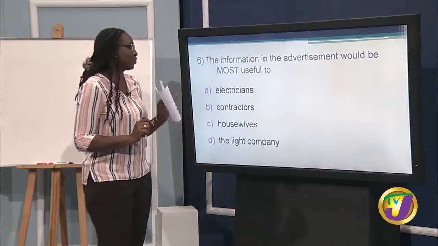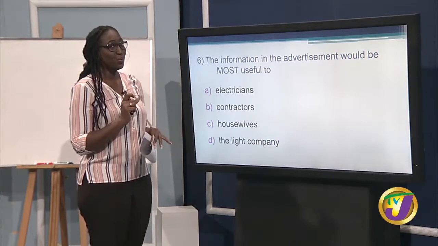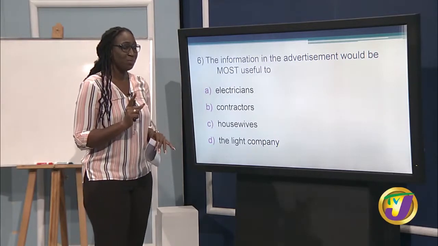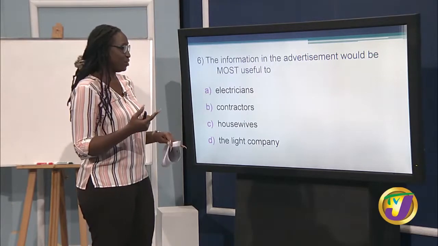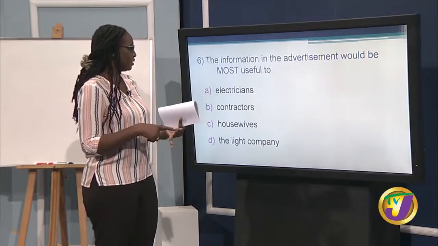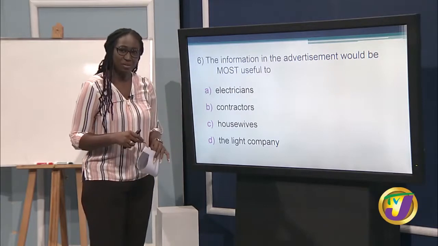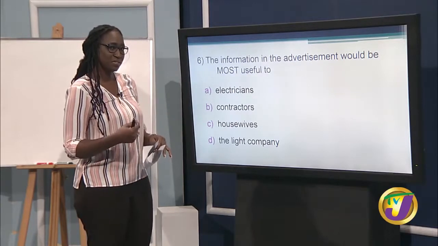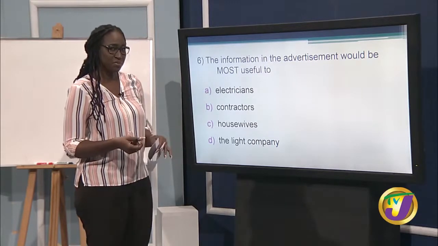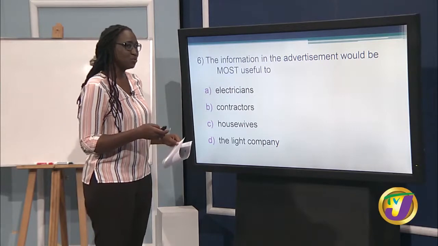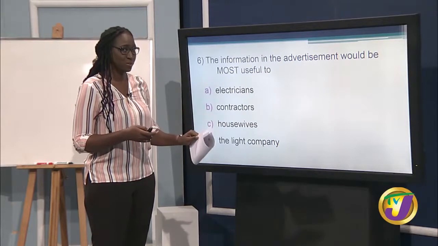All right, number six. The information in the advertisement would be most useful to whom? So when you think of this list, to whom would this information be most valuable? To electricians? To contractors, to housewives, or to the light company? Who would benefit most from these tips that were given? Who would be the ones to make the most use of the tips? Should be a little easy to determine who stands to gain from these tips the most.